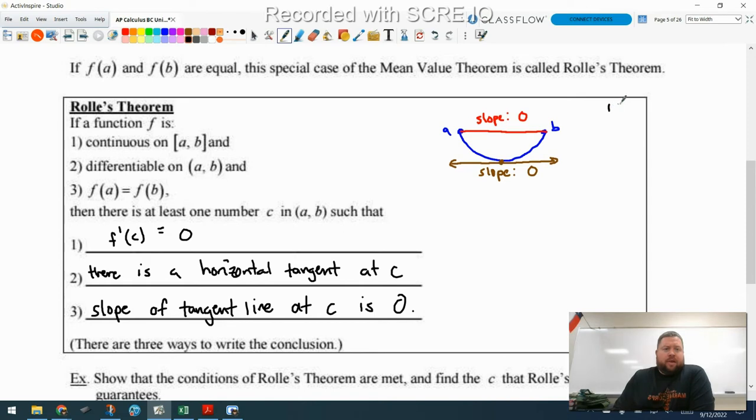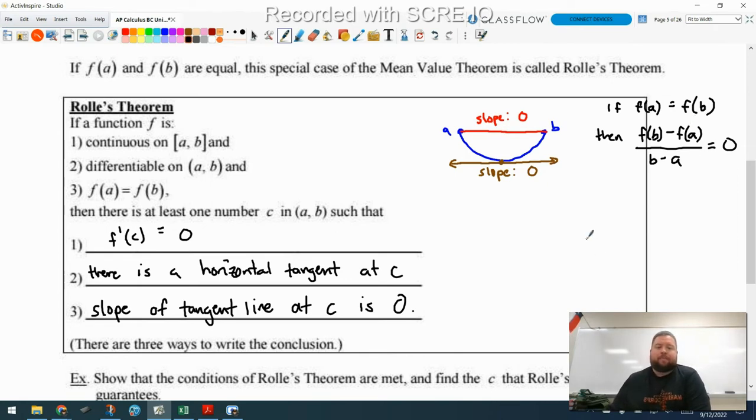All right, so I'm going to write that over here actually. If f of a equals f of b, then f of b minus f of a over b minus a is equal to 0. Subtracting two things that are the same number will give you a 0 on top. You will not have a 0 on bottom because a and b are different values. And so that fraction will be equal to 0 there.